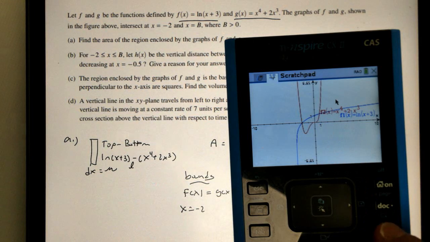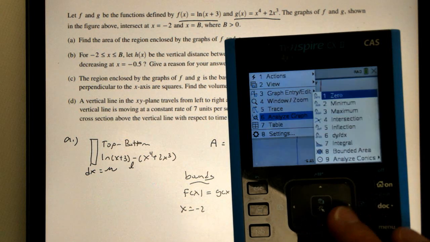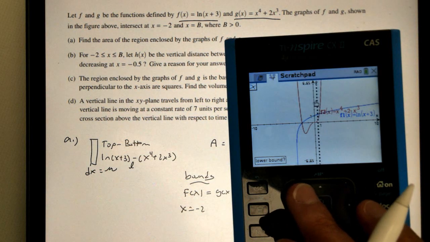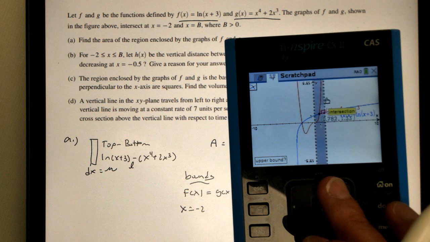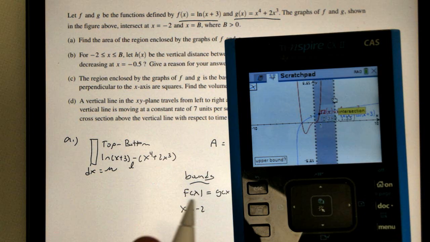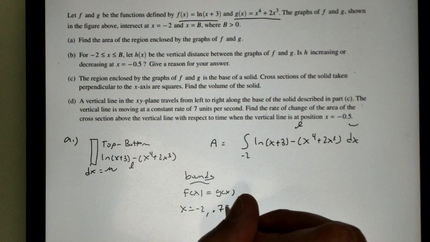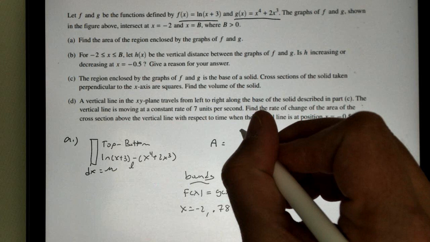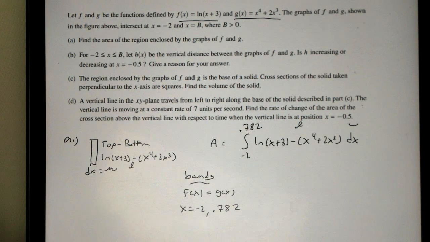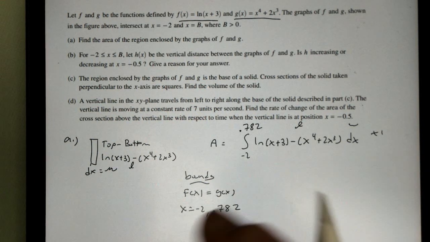That's the intersection. Go to Menu, look at Analyze Graph, and I'm looking for that intersection. Go Enter, and I'm just going to scroll here. And it gives me 0.782, and that's what I'm going to use. So we get 0.782, and that's what I put up here, 0.782. And now to get the actual area, I would get +1 here, probably +1 for the bounds as well.